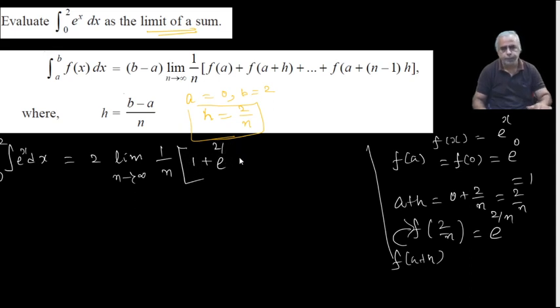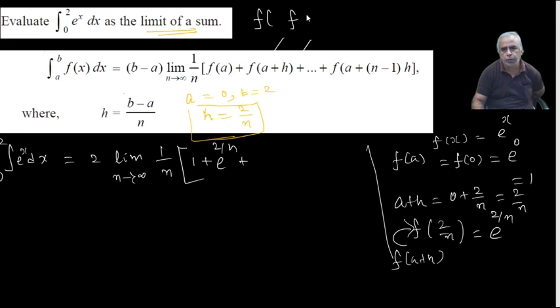And then a plus h, you have to work out this a plus h. So f of, what is a? 0 plus 2 by n, is it not? So the first term is a plus h. Second term, we have finished this term. We have to proceed with the third term.